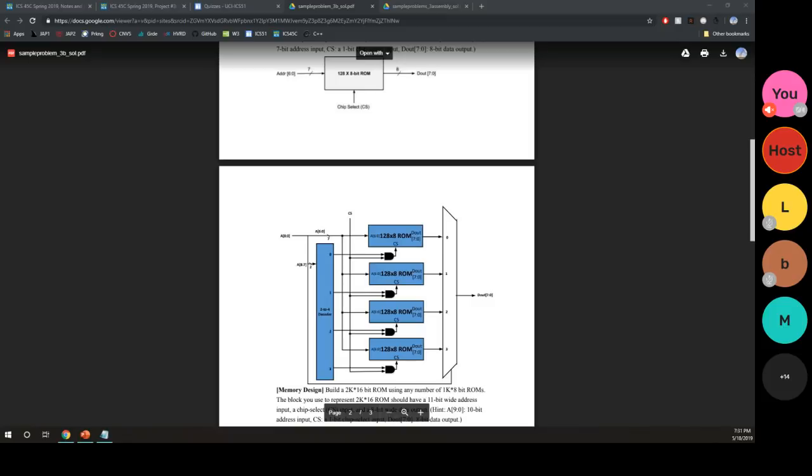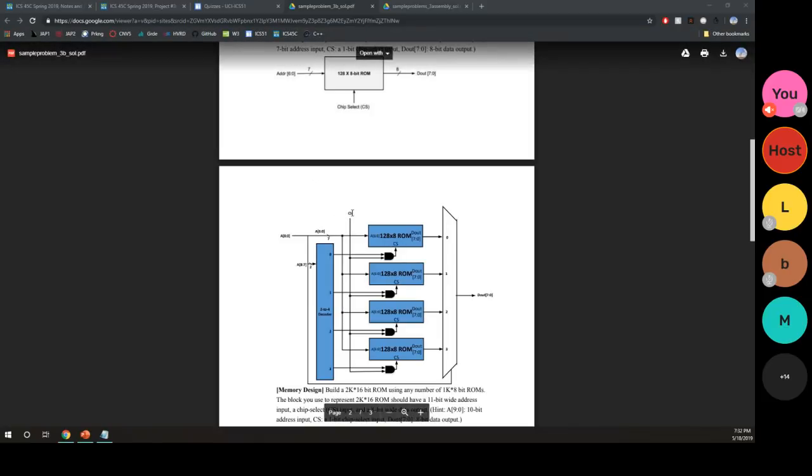Cool. CS is chip select. Think of it again as an enable. It's pretty much the same thing. It's like a load sort of thing. That's how I'm going to say it. It's just like the enable.